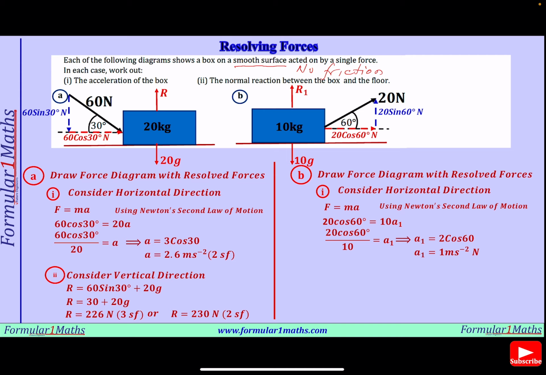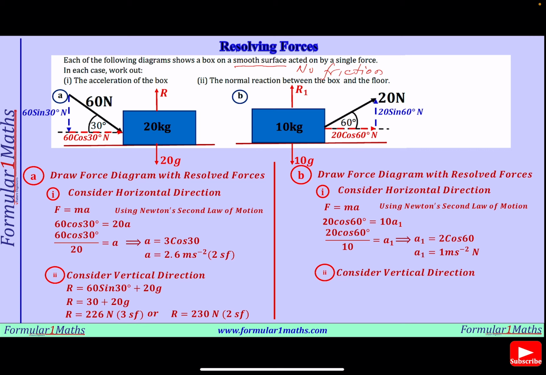For the normal reaction, we consider the vertical direction. Again, there's no motion vertically. The box is not moving up or down. So we can form our equation by equating the upward forces to the downward forces.